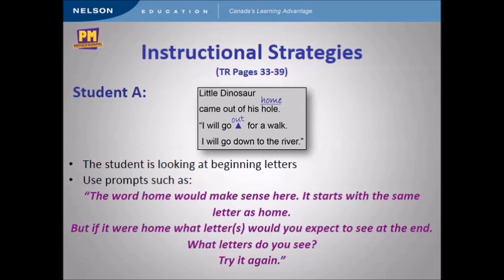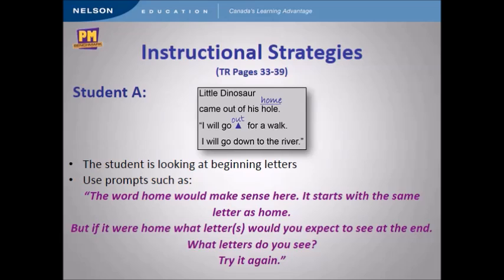And you can see my prompt. I'm making the student look through to the end of the word. So I'm saying to the student, look past the beginning of the word. If it were really home, what would you expect to see at the end? And the student would likely say, I'd expect to see M at the end, the sound. And I'd say, what letter do you see? And they would say, I see L-E. So now let's try it again.